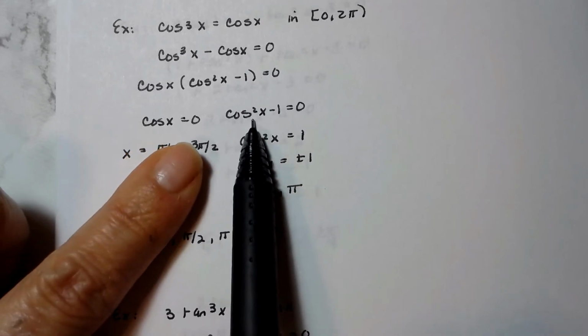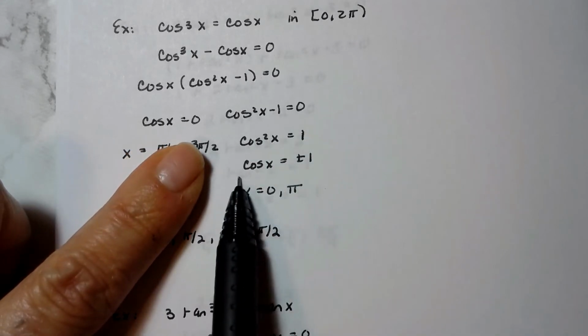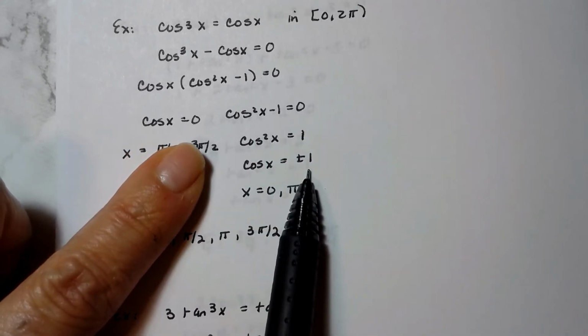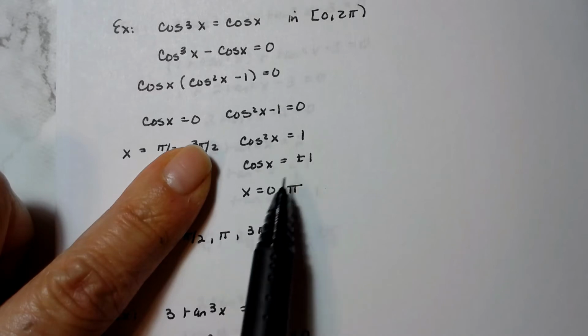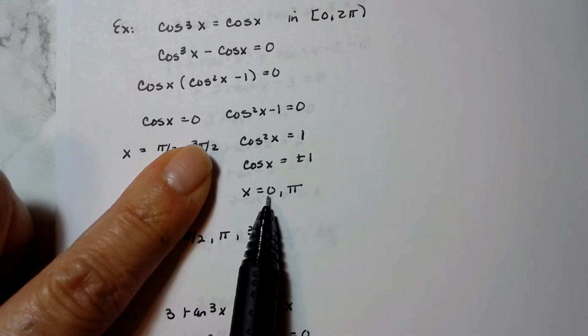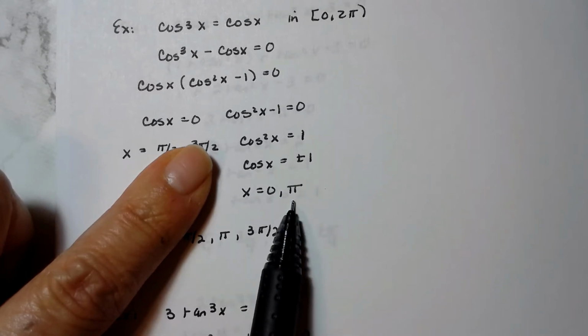Over here, I've got to add 1 to both sides. I've got to take the square root of both sides. Still not too bad, right? And now, I got to think, when is the cosine equal to plus and minus 1? Well, it equals positive 1 when x is 0, and it equals negative 1 when x is pi.